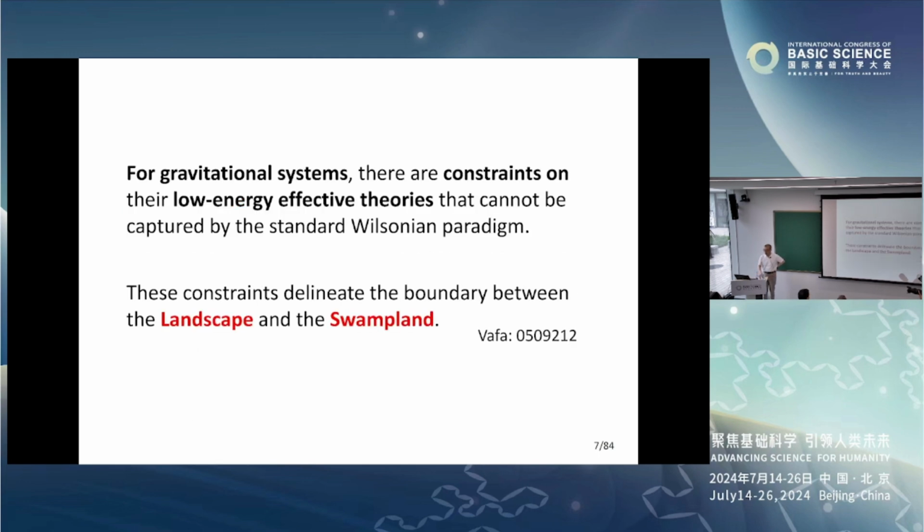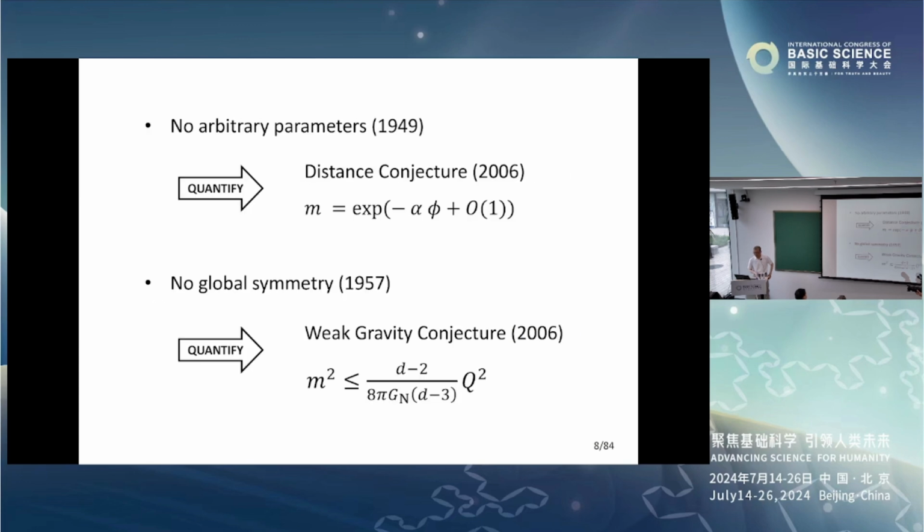And so this is the distinction that Cumrun Vafa in 2005 gave a name for: the distinction between landscape and swampland. I've been interested in understanding how to delineate a boundary between the landscape and the swampland.